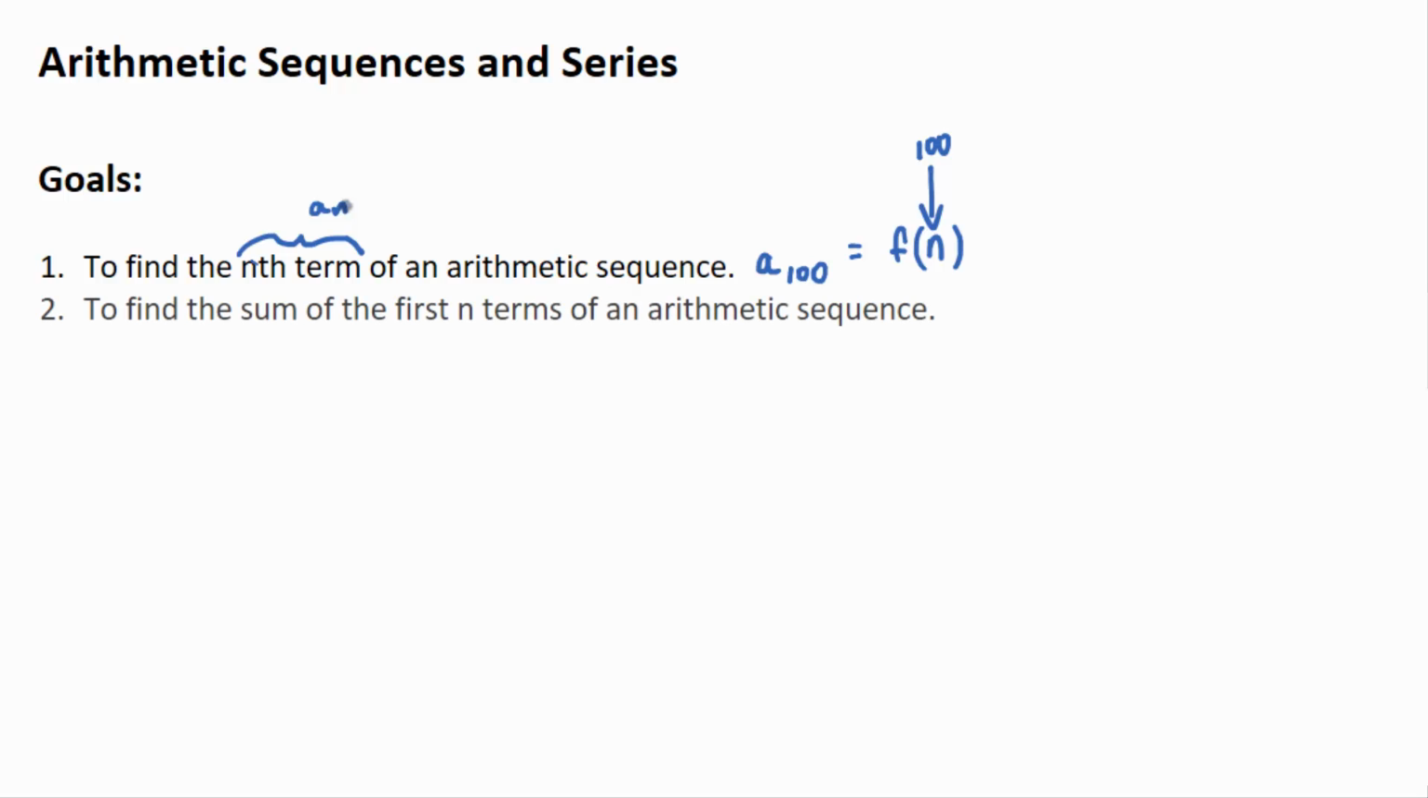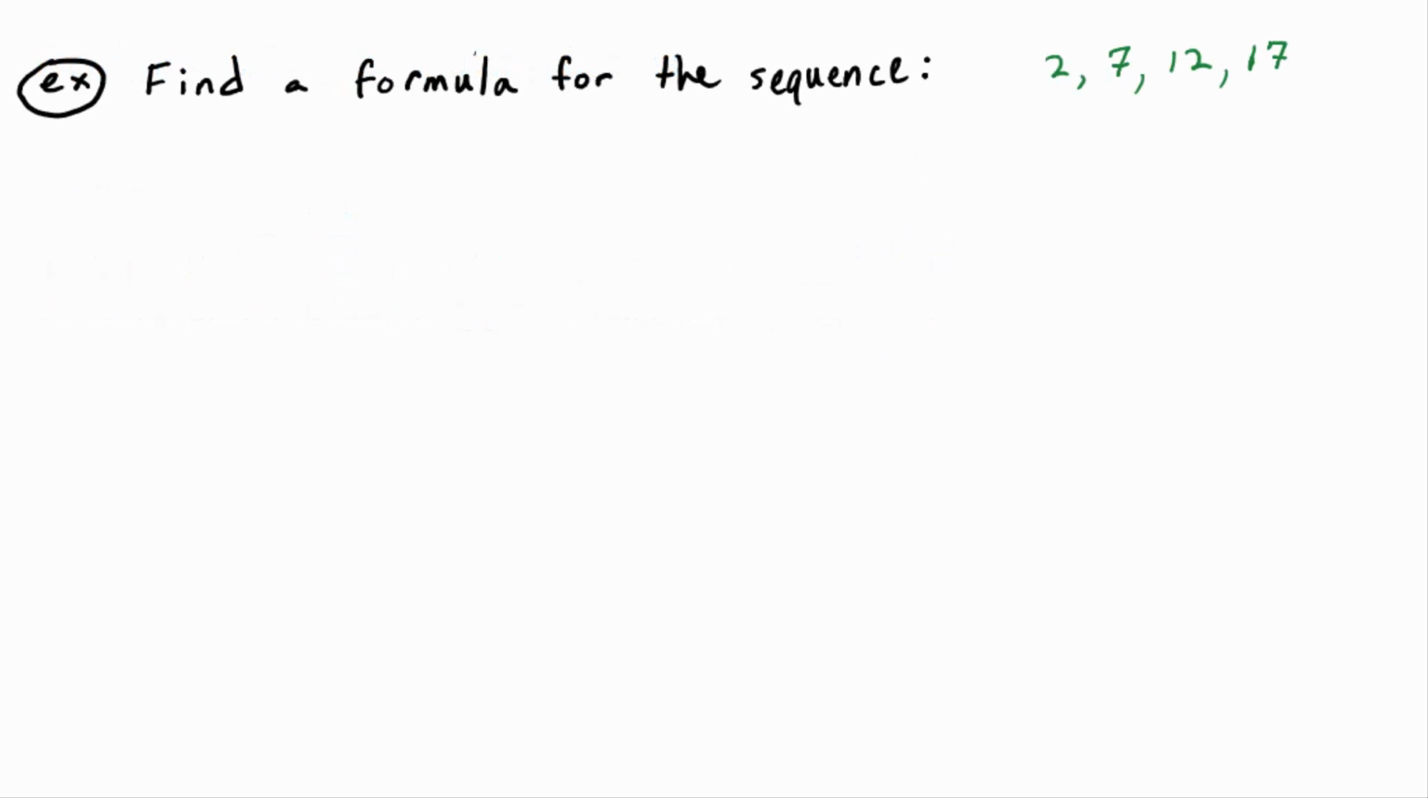Goal number two, to find the sum of the first n terms of an arithmetic sequence, which is also going to involve another formula. So at the end of last time, I showed you how to do one like this. So take a look at the sequence. We want to find a formula for it. 2, 7, 12, 17, and then presumably it keeps going, right? So dot, dot, dot.